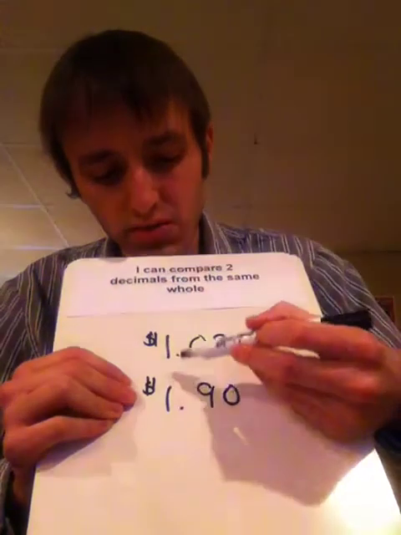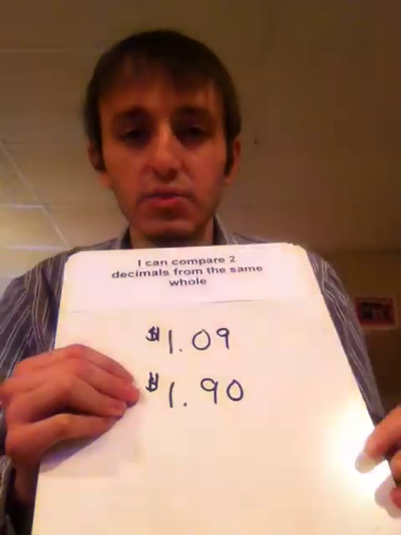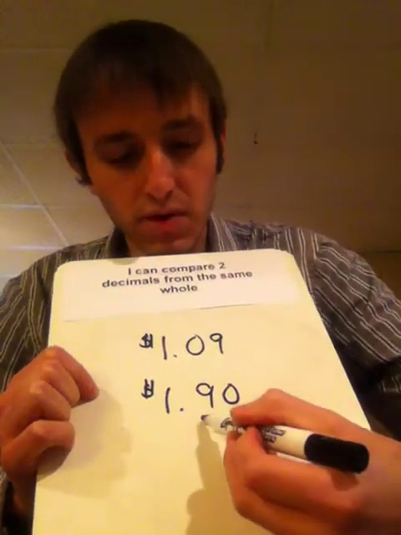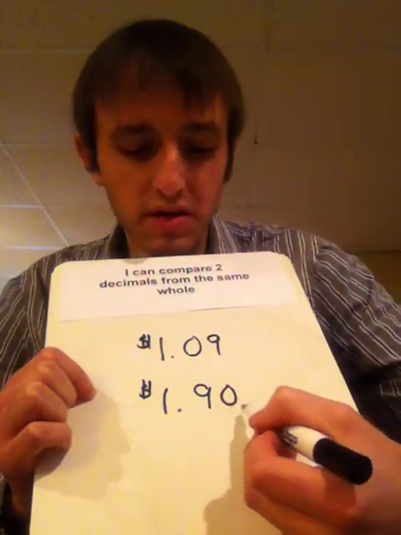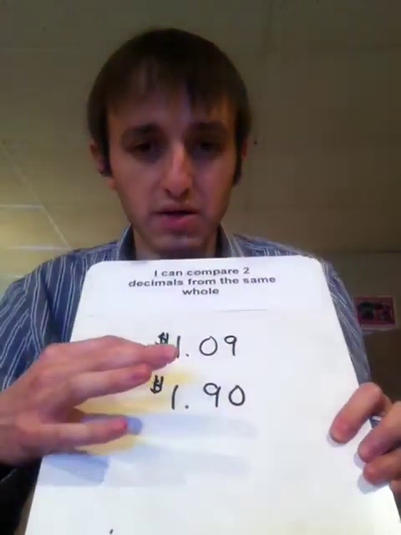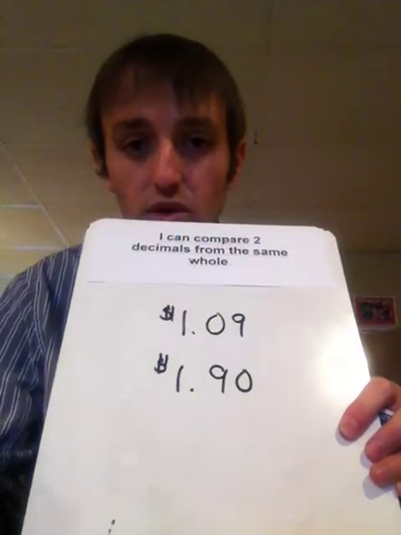As you can see, this is our decimal point right here. Our decimal point separates our whole numbers, which are on this side, from our parts of a whole, which would be on the other side. So we have one whole dollar here and one whole dollar here. Those are our wholes. We know we have at least one whole dollar.